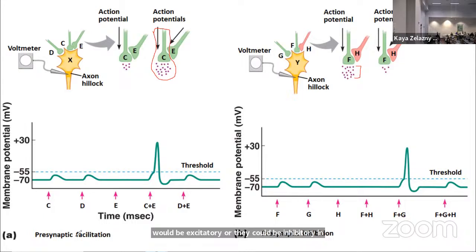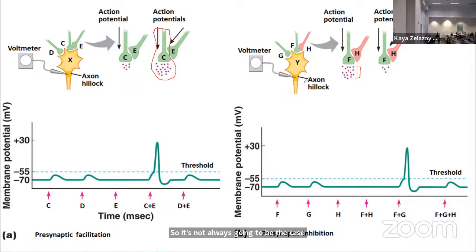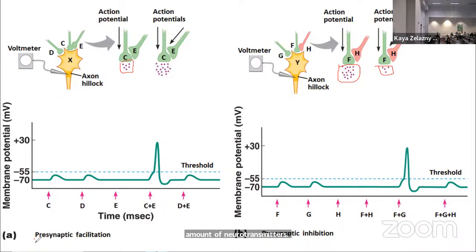So it's not always going to be the case that presynaptic facilitation or presynaptic inhibition is going to cause one specific type of postsynaptic potential. So you don't want to be linking that with a specific direction. When we're thinking about this presynaptic facilitation and inhibition, we want to be focusing on amount of neurotransmitter. Amount of neurotransmitter released is the presynaptic facilitation or inhibition. With our postsynaptic potentials, we're thinking about, does the charge here go up or down?